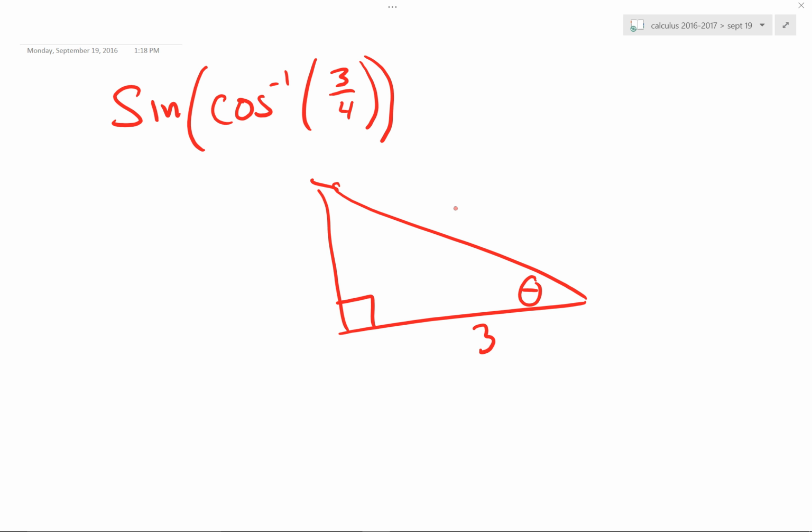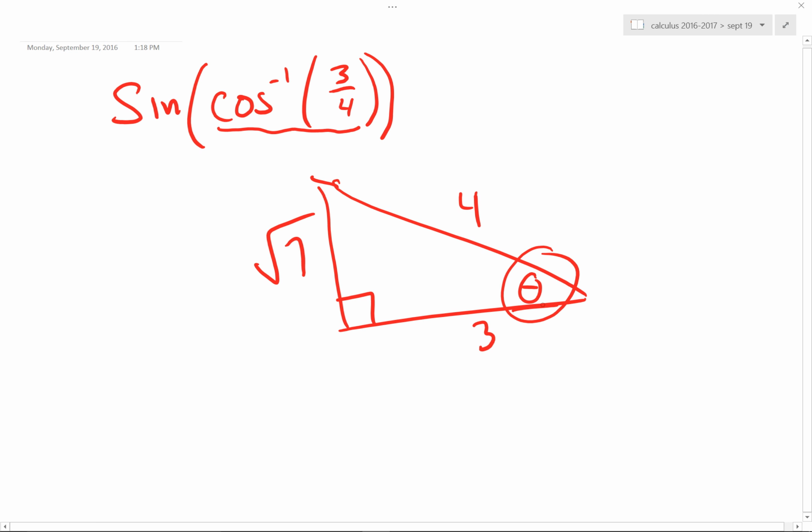Cosine is adjacent over hypotenuse, yes? Meaning the opposite side must be square root of 7. Yes. And so, this thing right here, that's this angle. But what is the sine of this angle? Well, it's the square root of 7 over 4. True. Now, you want to do another one. I totally understand. Suppose I tell you this time that your angle is in the third quadrant.